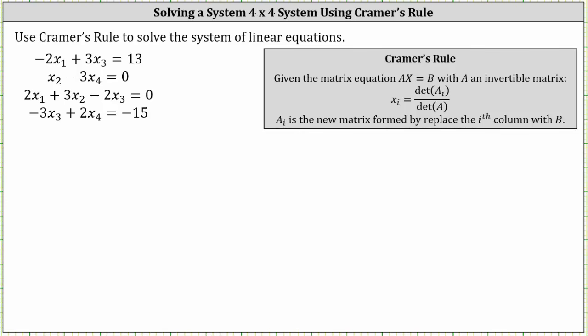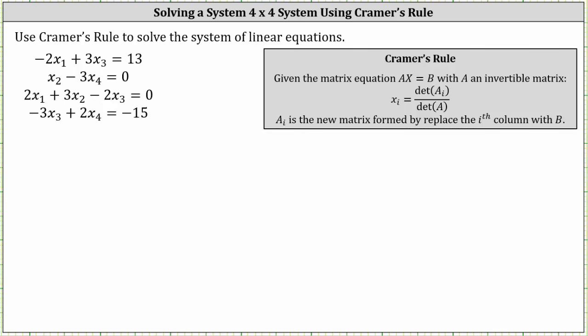Cramer's rule states, given the matrix equation Ax equals b, where A is the coefficient matrix, x is the variable matrix, and b is the constant matrix, with A an invertible matrix, then x sub i is equal to the determinant of A sub i divided by the determinant of A, where A sub i is a new matrix formed by replacing the ith column with the constant column matrix, matrix B.